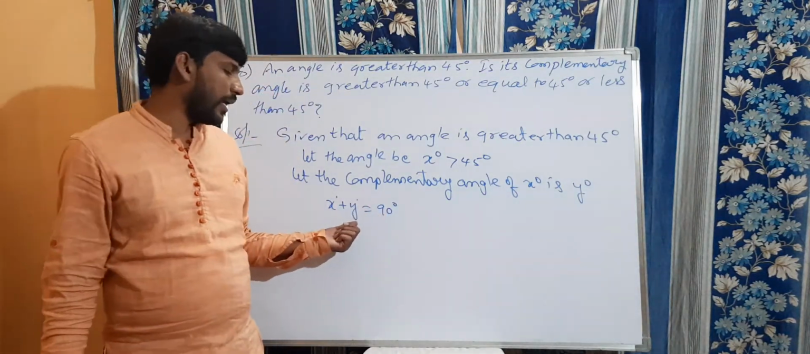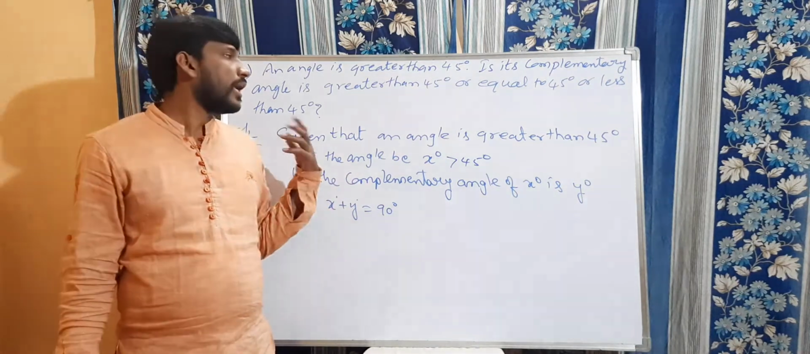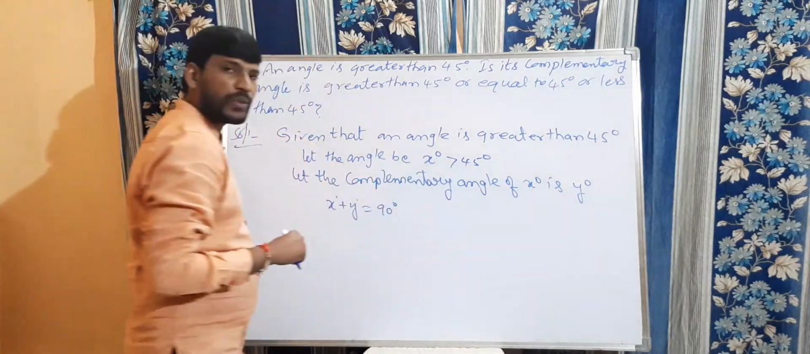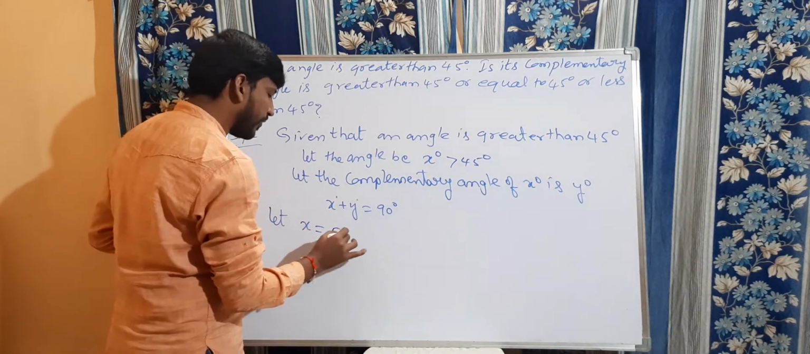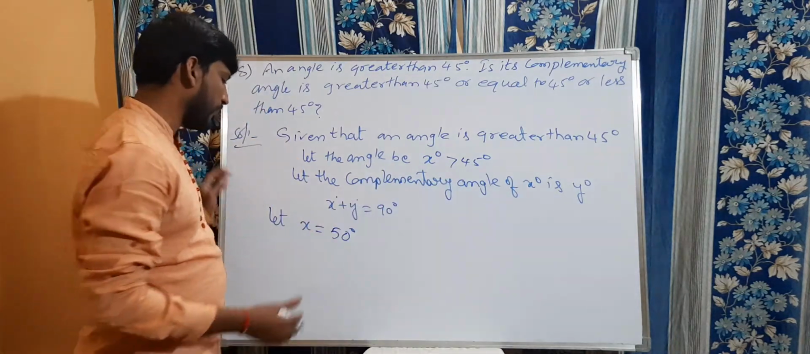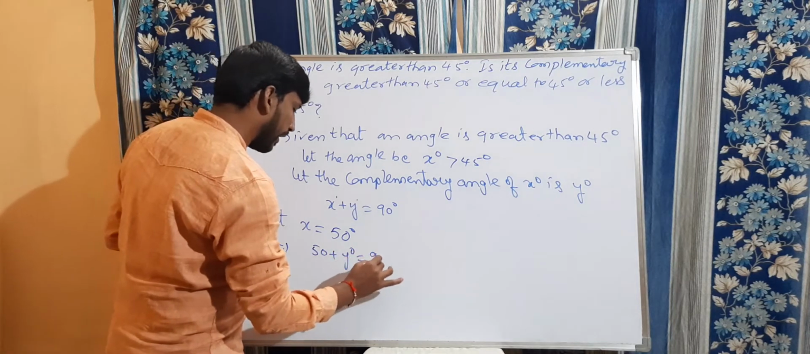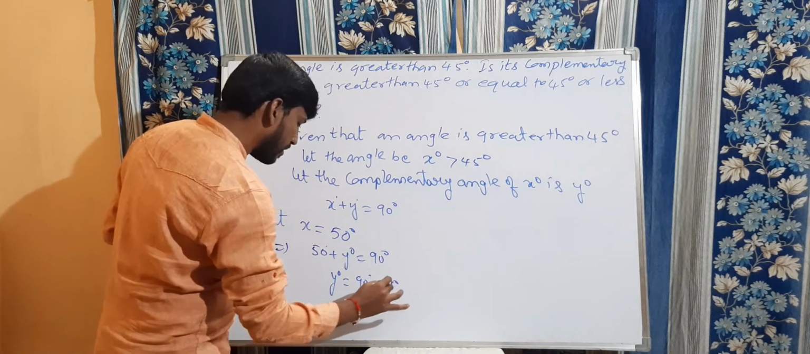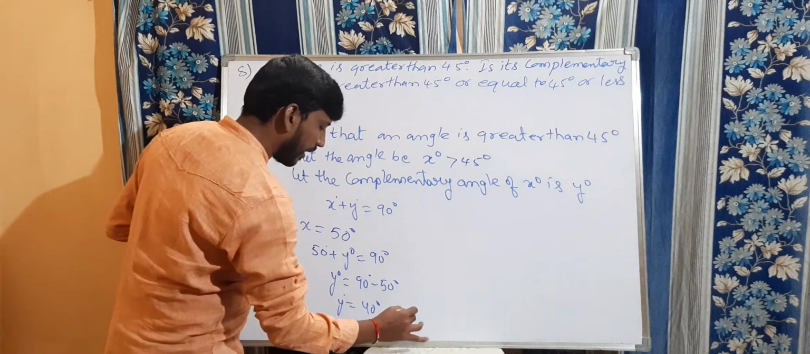We need to find whether y is greater than 45, less than 45, or equal to 45. They have given that x is greater than 45. Let us take x equal to 50 degrees. Is it greater than 45 or not? Substituting, 50 plus y is equal to 90 degrees. Then y is equal to 90 minus 50, which is 40 degrees. So we got y less than 45 degrees.